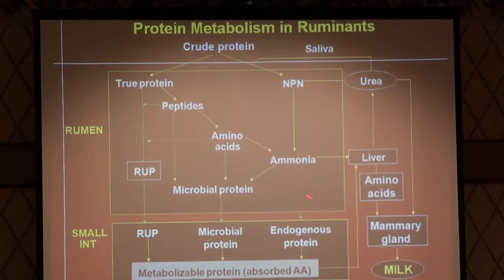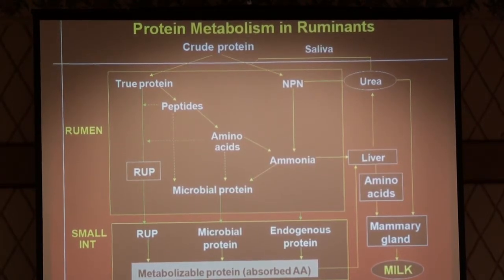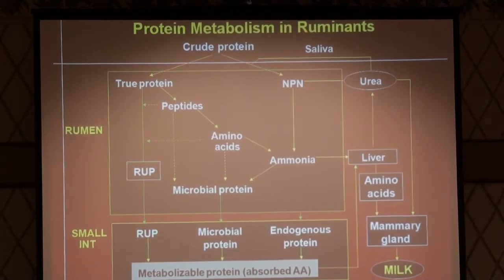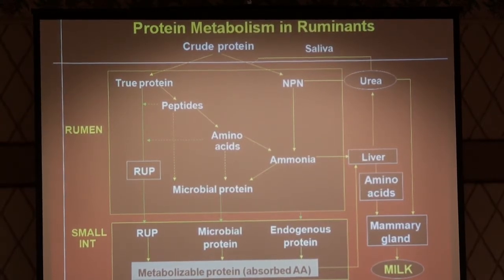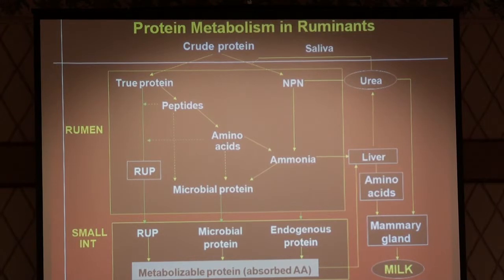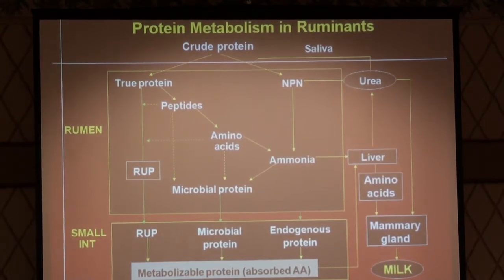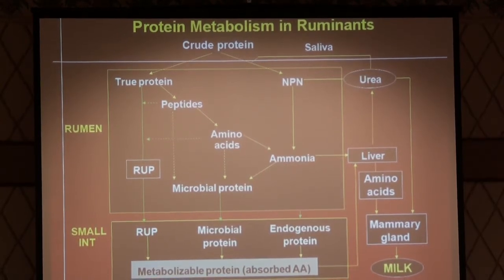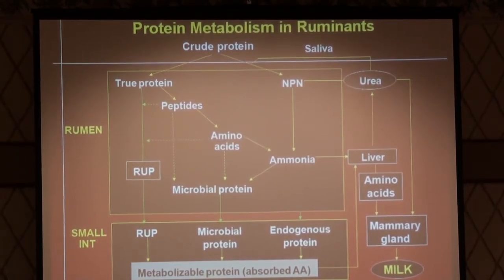Okay? But some of that true protein resists or escapes ruminal degradation. We call it RUP. So down here in the small intestine, we have RUP, microbial protein. Then there's a little bit of endogenous protein. That is actually made in the body, gets secreted into the gut. But that's only like 3-4% of the total. So we call this here metabolizable protein. Maybe to you, it's digestible protein. It's protein that is digested and amino acids are absorbed. Okay. So that's a little bit on protein metabolism.